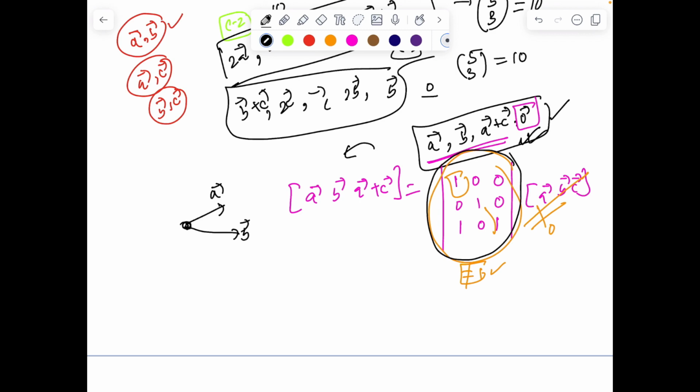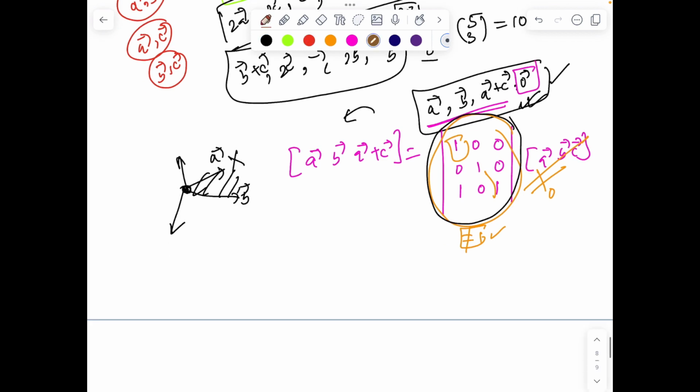So let's say you have A vectors and B vectors. Now A plus C, since C is not in the same plane as A and B, A plus C will be in a different plane, hence they cannot be coplanar. Okay. So is there any other possibility for coplanarity?